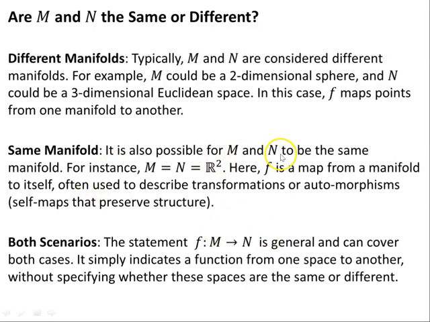It is also possible for M and N to be the same manifold. For instance, M equals N equals R2, two-dimensional Euclidean space. Here, F is a map from a manifold to itself, often used to describe transformations or automorphisms, that is, self-maps that preserve structure. Now, there could be both scenarios. So the statement F from M to N is general and can cover both cases. It simply indicates a function from one space to another without specifying whether these spaces are the same or different. So F is a map from manifold M to manifold N.